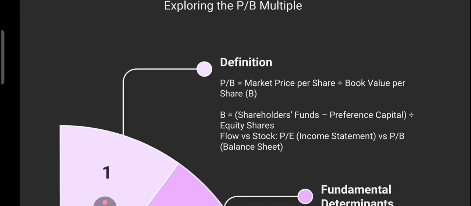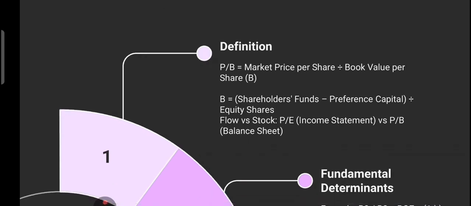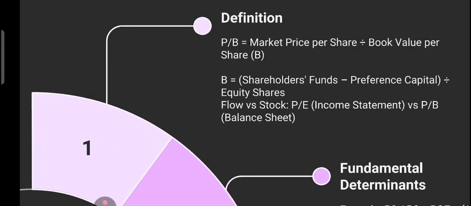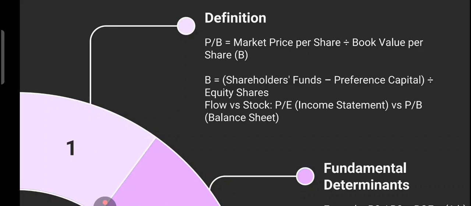Here book value means the shareholder fund, meaning the company's actual net worth shown on the balance sheet. That is called the book value, meaning shareholder fund, right? Meaning what is actually shown on the balance sheet. So here you can see the formula in this particular slide: book value is shareholder fund minus preference capital, divided by equity shares, right?